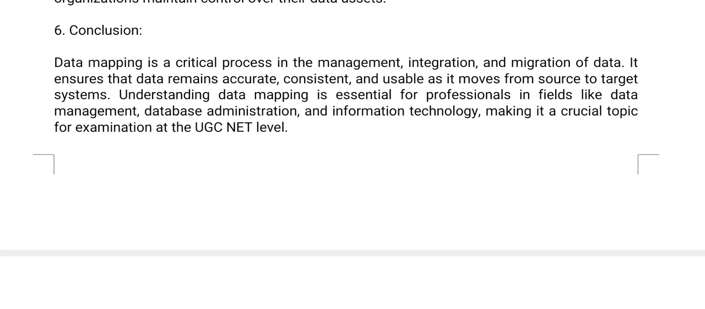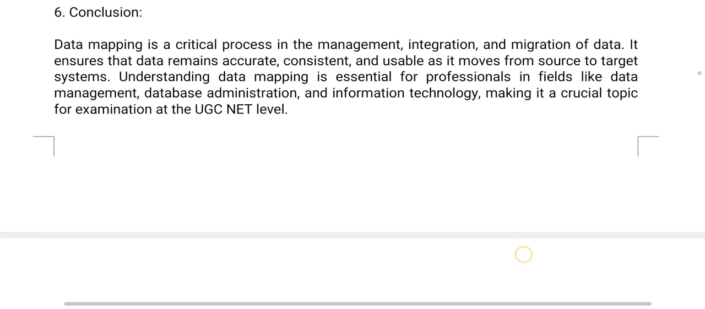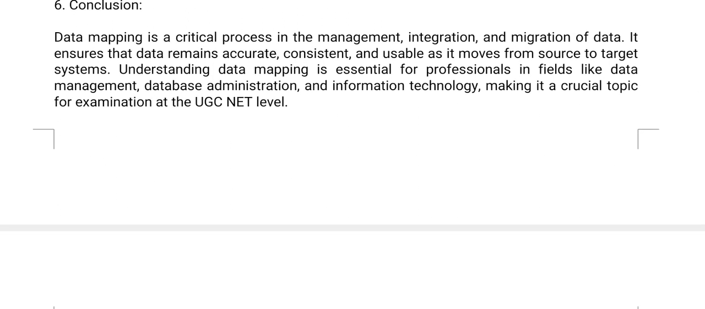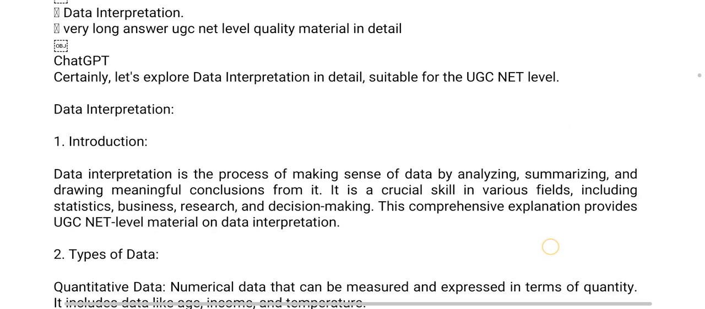Data mapping is a critical process in the management, integration, and migration of data. It ensures that data remains accurate, consistent, and usable as it moves from source to target systems. Understanding data mapping is essential for professionals in fields like data management, database administration, and information technology, making it a crucial topic. Then data interpretation.